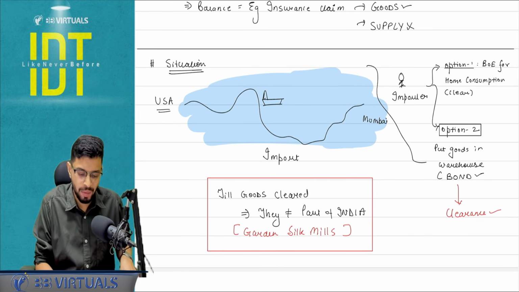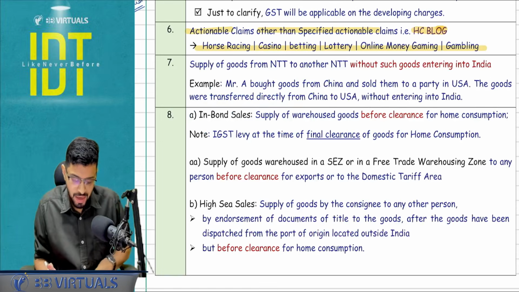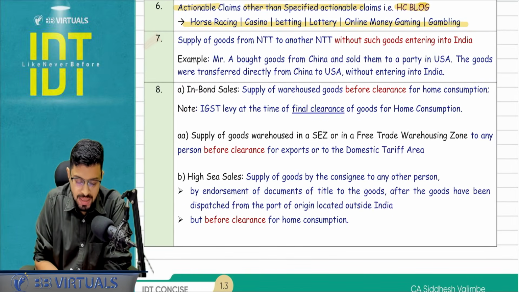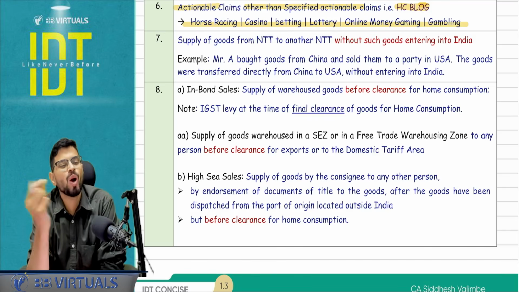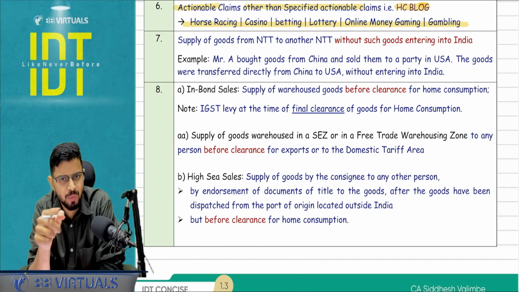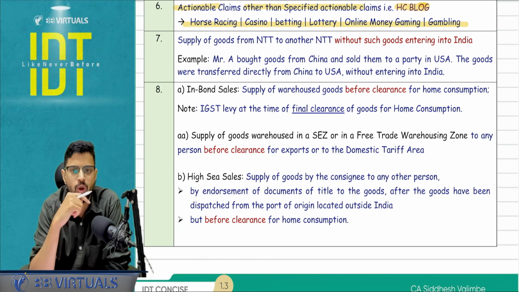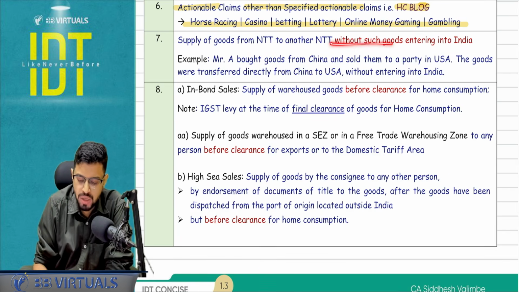Now I will take you to the paragraph. Now it will be super clear. Understand. Para 7. Supply of goods from one entity to another entity. What is entity? Is a non-taxable territory. Abbreviations I have given in page number 3 at the start of the book. So non-taxable territory to another non-taxable territory without the goods entering into India.